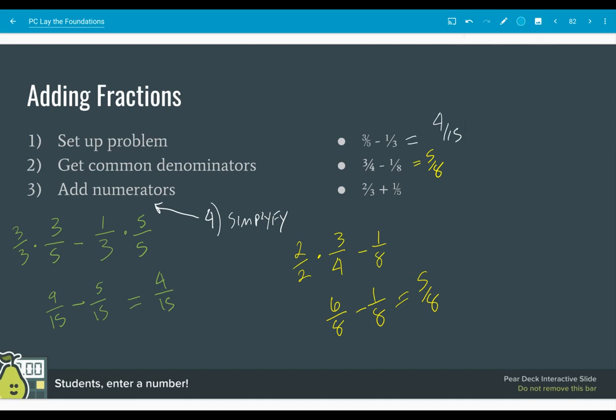And then looking at the last one, 2/3 plus 1/5. Hopefully 3 and 5 in the denominator look familiar, so it's going to be 15. So it's going to be 10/15 plus 3/15, which is 13/15.